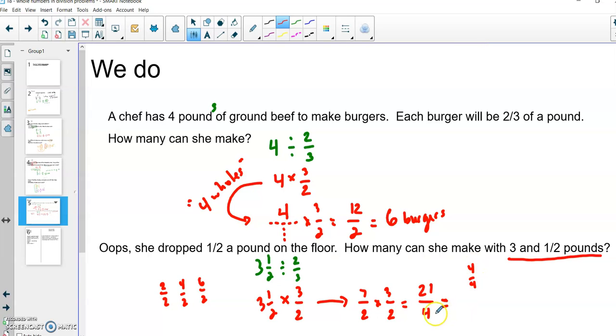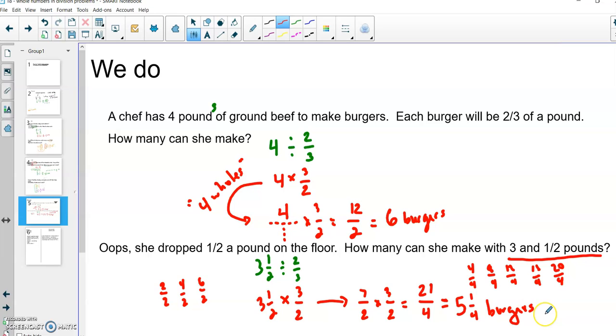4/4 makes 1. Got fourths. 8/4 makes 2. 12/4 makes 3. 16/4 makes 4. 20/4 makes 5, and I'm very close to that, plus 1 more fourth. So if she drops some of the burgers on the floor, she can make 6 with all of it. Can only make 5 1/4 burgers now after accidentally dropping some.